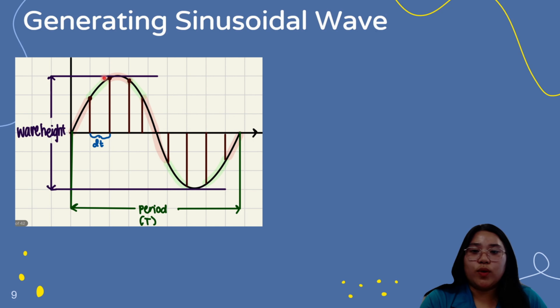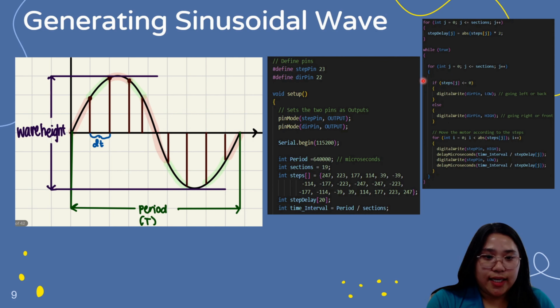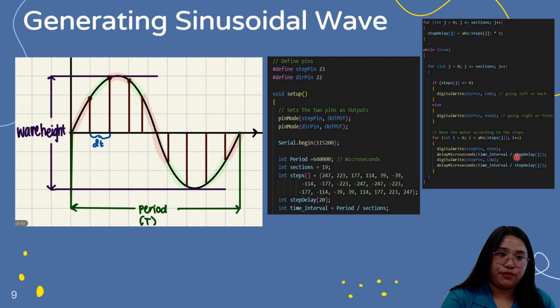So what I did was I translated the position of the sinusoidal wave into steps. I basically created a program code where we would feed in the amount of steps that it needs to take in each iteration. And in each iteration, it would have a different delay, since it has different steps in each section, but it still has the same time interval as the previous section. So that's how we were able to generate that sinusoidal wave.